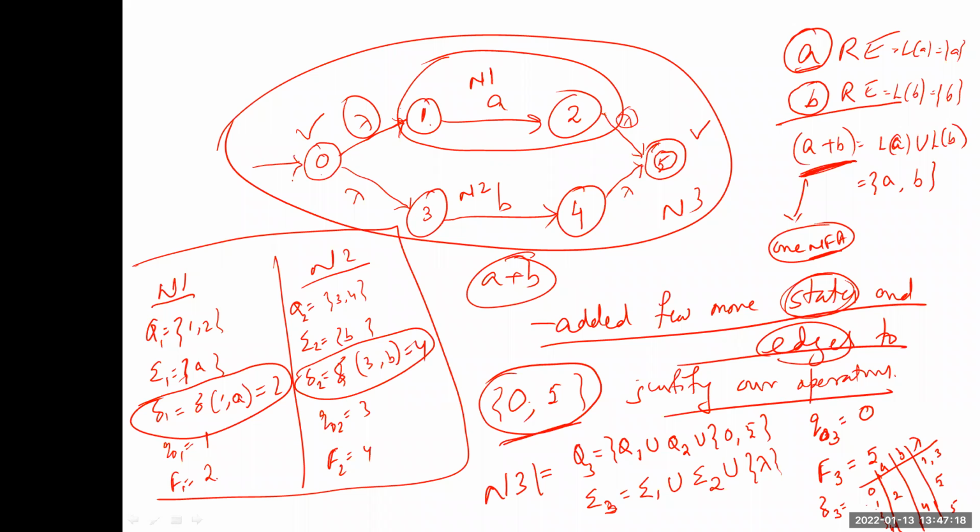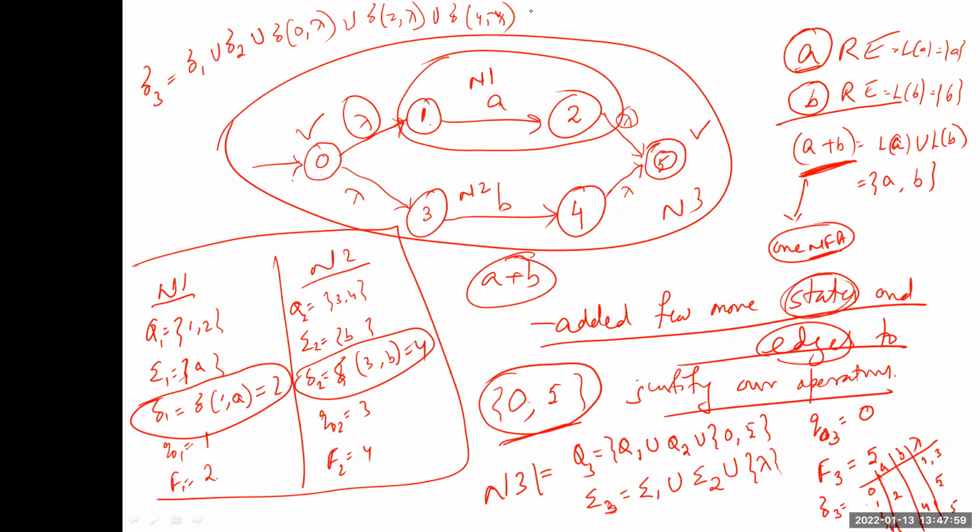So what exactly have we done? Delta 3, which we have computed, is nothing but delta 1 union delta 2 union some specific transitions we have added. What we have added is delta of 0 on lambda union delta of 2 on lambda union delta of 4 on lambda. Isn't it? Yes, sir. Right.